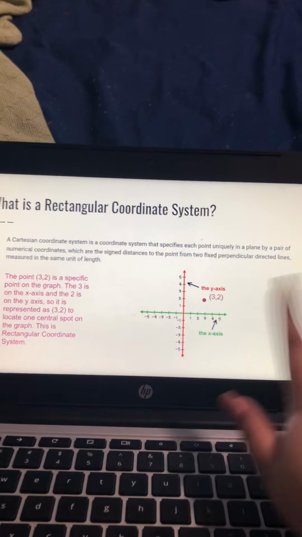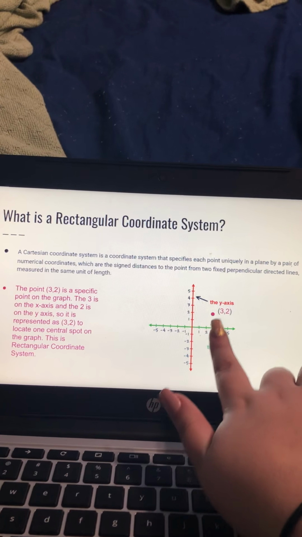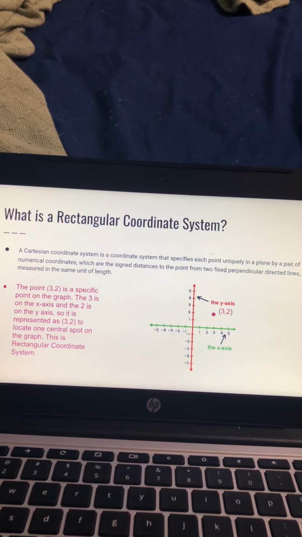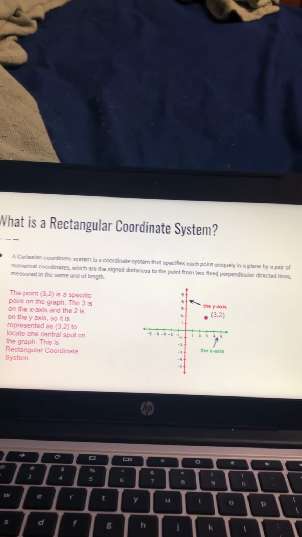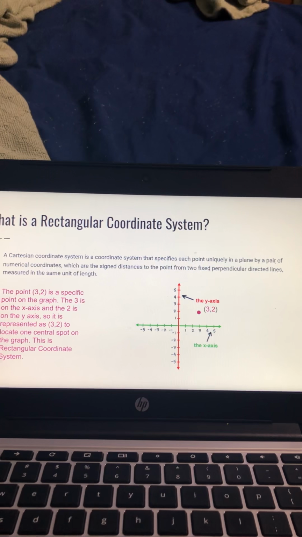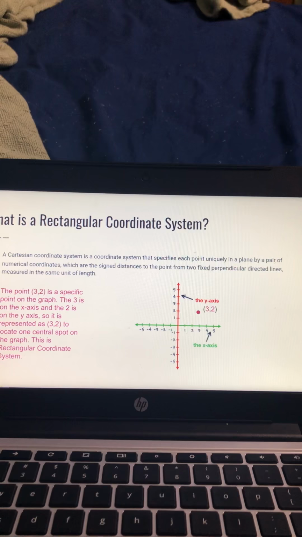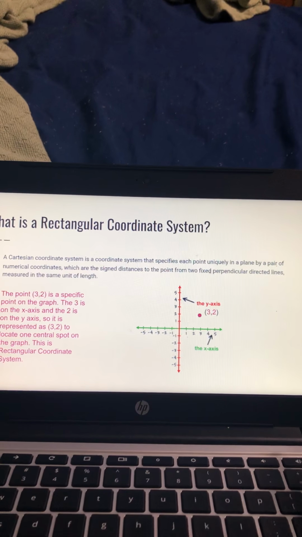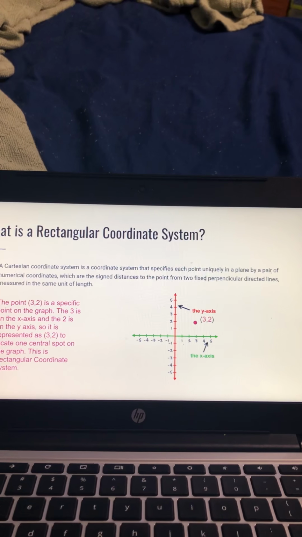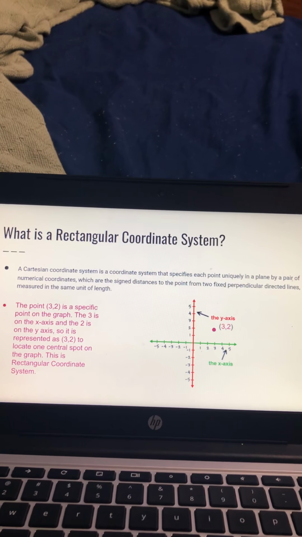The point (3, 2), as you can see here, 3 across and 2 up, is a specific point on the graph. The 3 is on the x-axis and the 2 is on the y-axis, so it is represented as (3, 2) to locate one central spot on the graph. This is called a rectangular coordinate system.